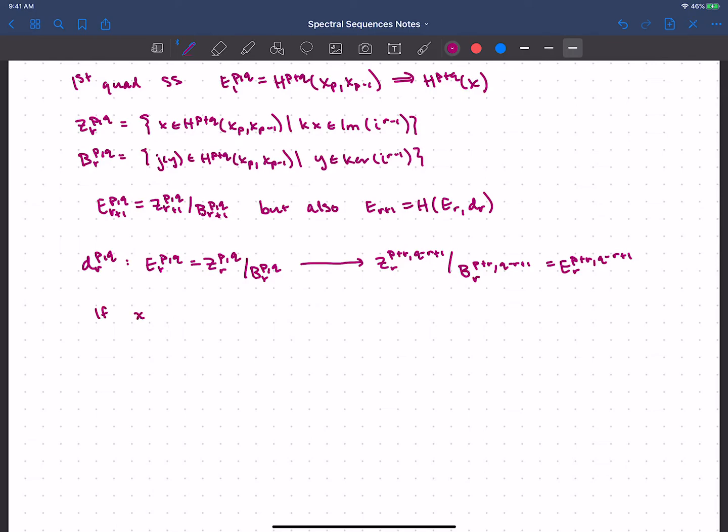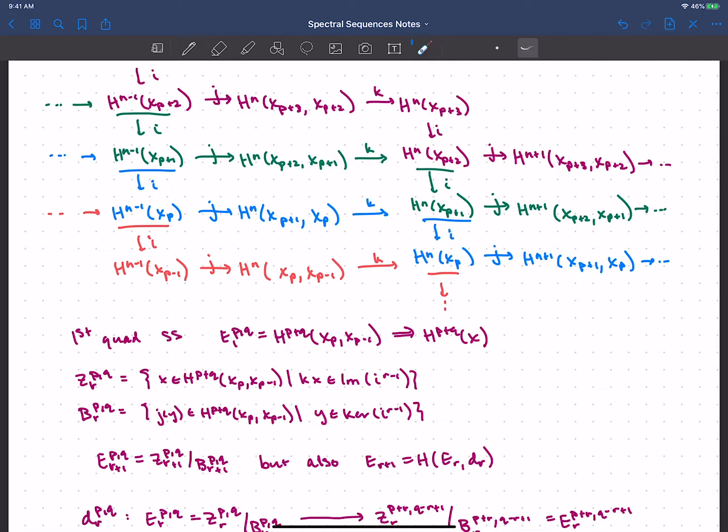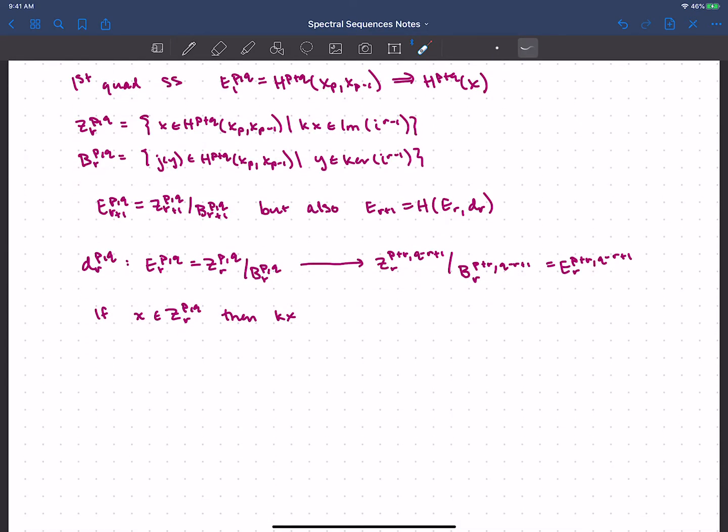So the first thing to notice is that if x is in Z_r^{p,q}, then we look at k of x, and I'm going to keep scrolling back to this unraveled exact couple. So I've got some x here. I look at k of x, and because it's in Z_r^{p,q}, it's not just there, but I know that I can lift it up the diagram r minus 1 times, right? So certainly I can do that, lift it up r minus 1 times, and then do j, and that is my differential. So let's just write that down.